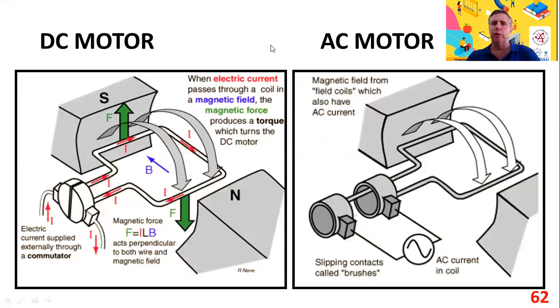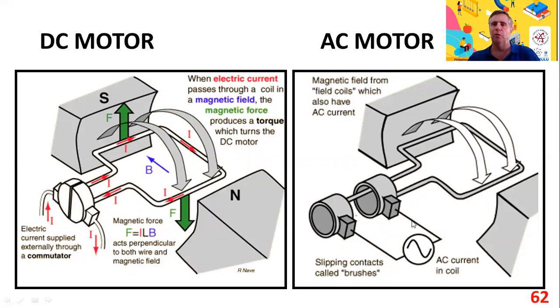Now, of course, you get DC and AC motors just like generators. As I say, they look very similar to the generators, but the difference is, of course, here you're putting in electrical energy and you're getting mechanical energy out. Once again, the DC motor has a split ring commutator to ensure that it always turns in a constant direction. Otherwise, it would simply flip backwards and forwards.